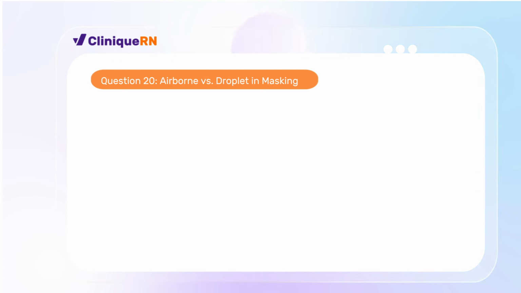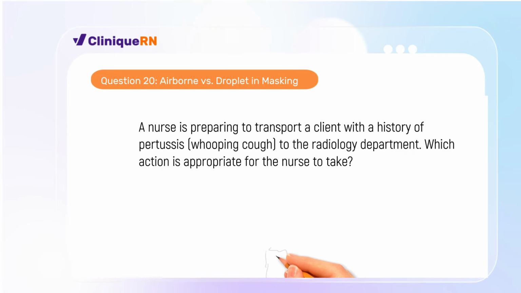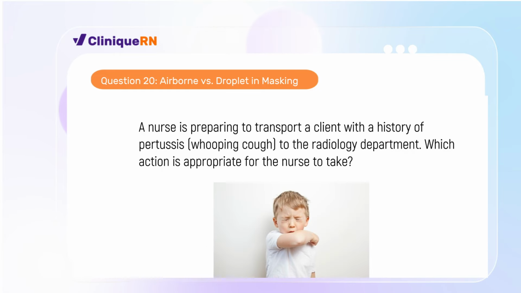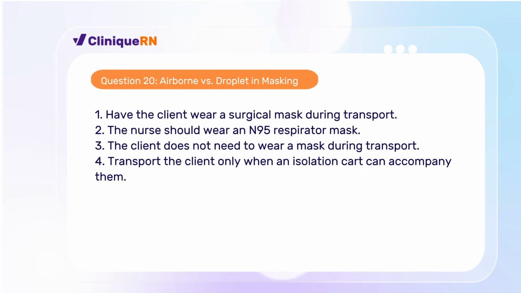Question 20. Airborne versus droplet in masking. A nurse is preparing to transport a client with a history of pertussis, whooping cough, to the radiology department. Which action is appropriate for the nurse to take? 1. Have the client wear a surgical mask during transport. 2. The nurse should wear an N95 respirator mask. 3. The client does not need to wear a mask during transport. 4. Transport the client only when an isolation cart can accompany them.